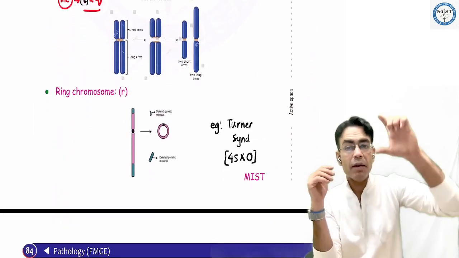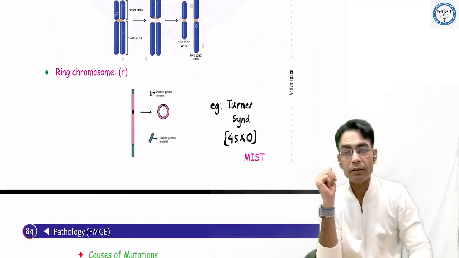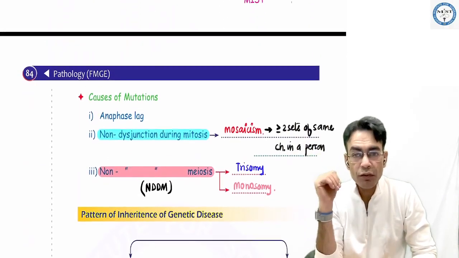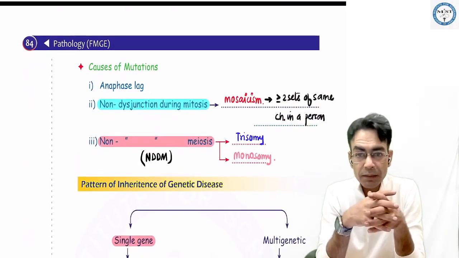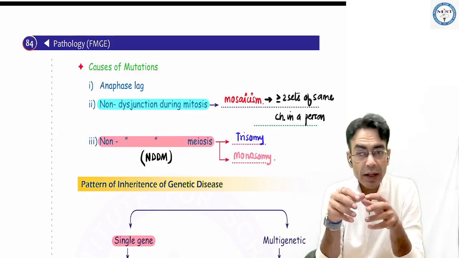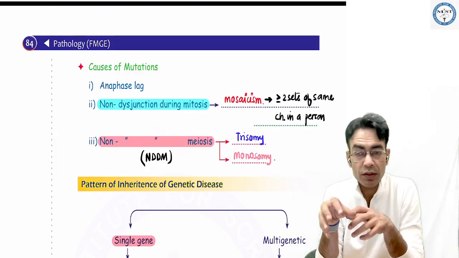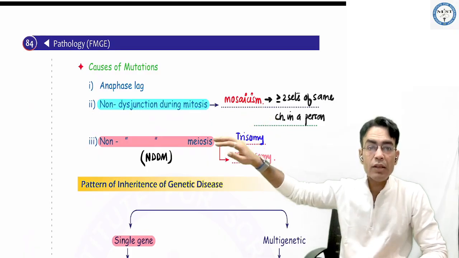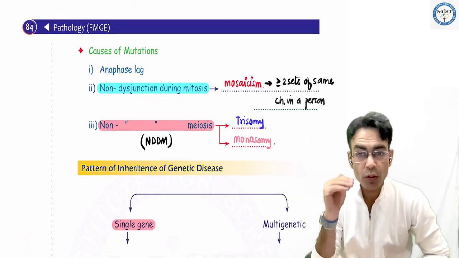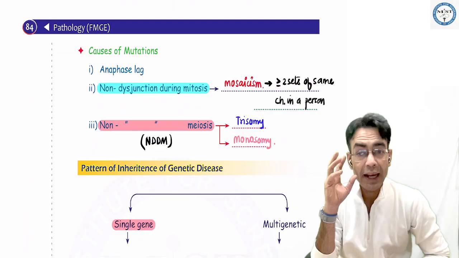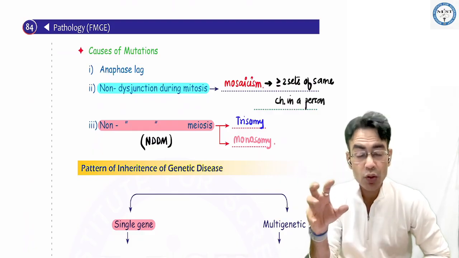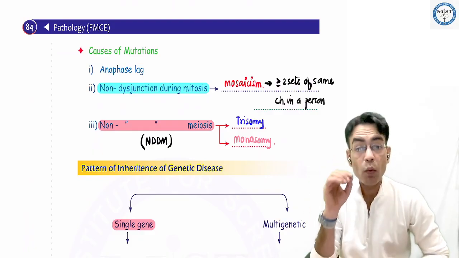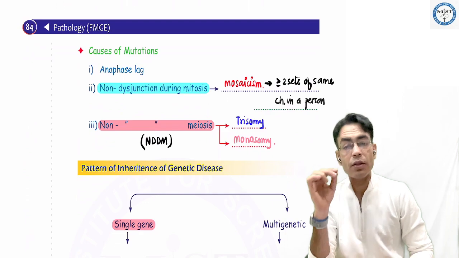Ring chromosome forms when the end parts are deleted and the chromosome makes a ring. Now, causes of mutation: you have anaphase lag, non-disjunction during mitosis and non-disjunction during meiosis. Non-disjunction during mitosis is going to give you mosaicism, and non-disjunction during meiosis is going to give you trisomy or monosomy. I told you that for any trisomy or any monosomy, the most common cause will be non-disjunction during meiosis.